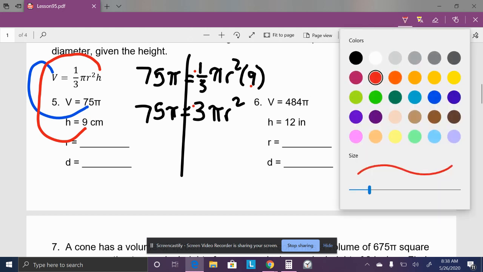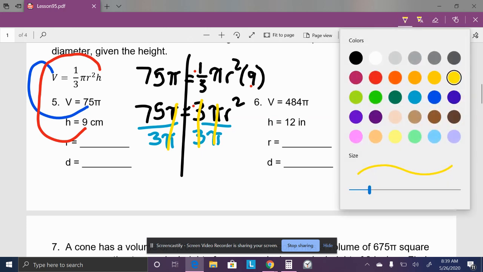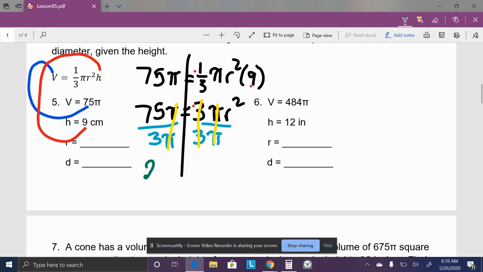So just like we did in the other one, we have to divide both sides by 3 pi in order to isolate the r. So the 3's cancel, the pi's cancel, and the pi's cancel over here. So I'm just left with 75 divided by 3, which is 25.